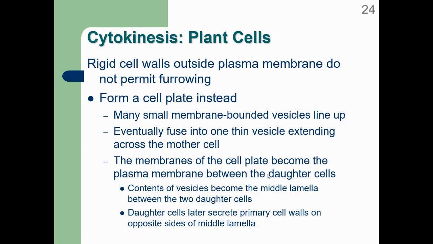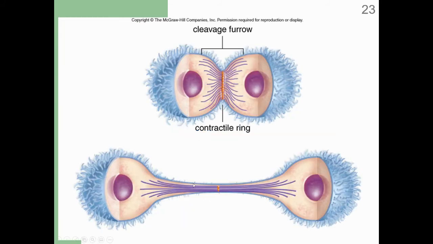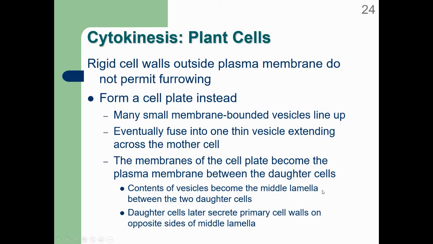In plants, we have a little problem with that because we have a cell wall. Our cellulose cell wall is rigid, and so the membrane can't furrow because we need to have this stretching out to pull this apart in this process. So instead, what plants do is they form a cell plate. So the cell will make lots and lots of little membrane-bound vesicles. Remember, that's how we transport stuff around our cell, and what each of those vesicles carries is cellulose.